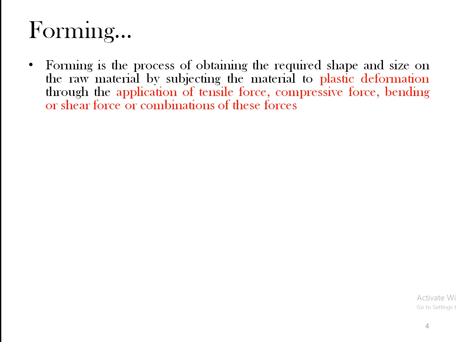So forming can be defined as a process of obtaining the required shape and size on the raw material by subjecting the material to plastic deformation through the application of tensile force, compressive force, bending, or shear, or a combination of all forces. Simply put, you can define forming as transformation to a new product by plastic deformation.